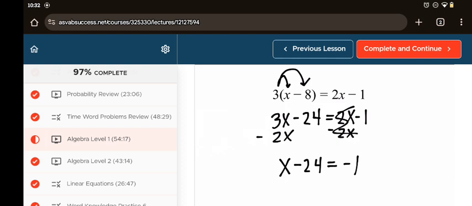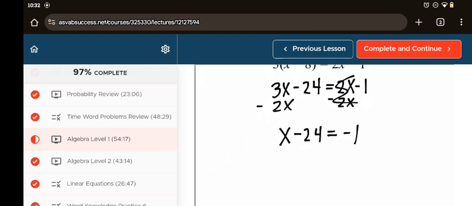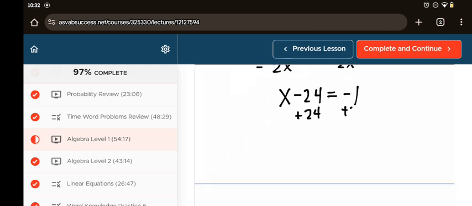Now I still want the x by itself. I have a 24 subtracted from it. Now we're going to do plus 24, plus 24. So x equals 23. I hope you got it.